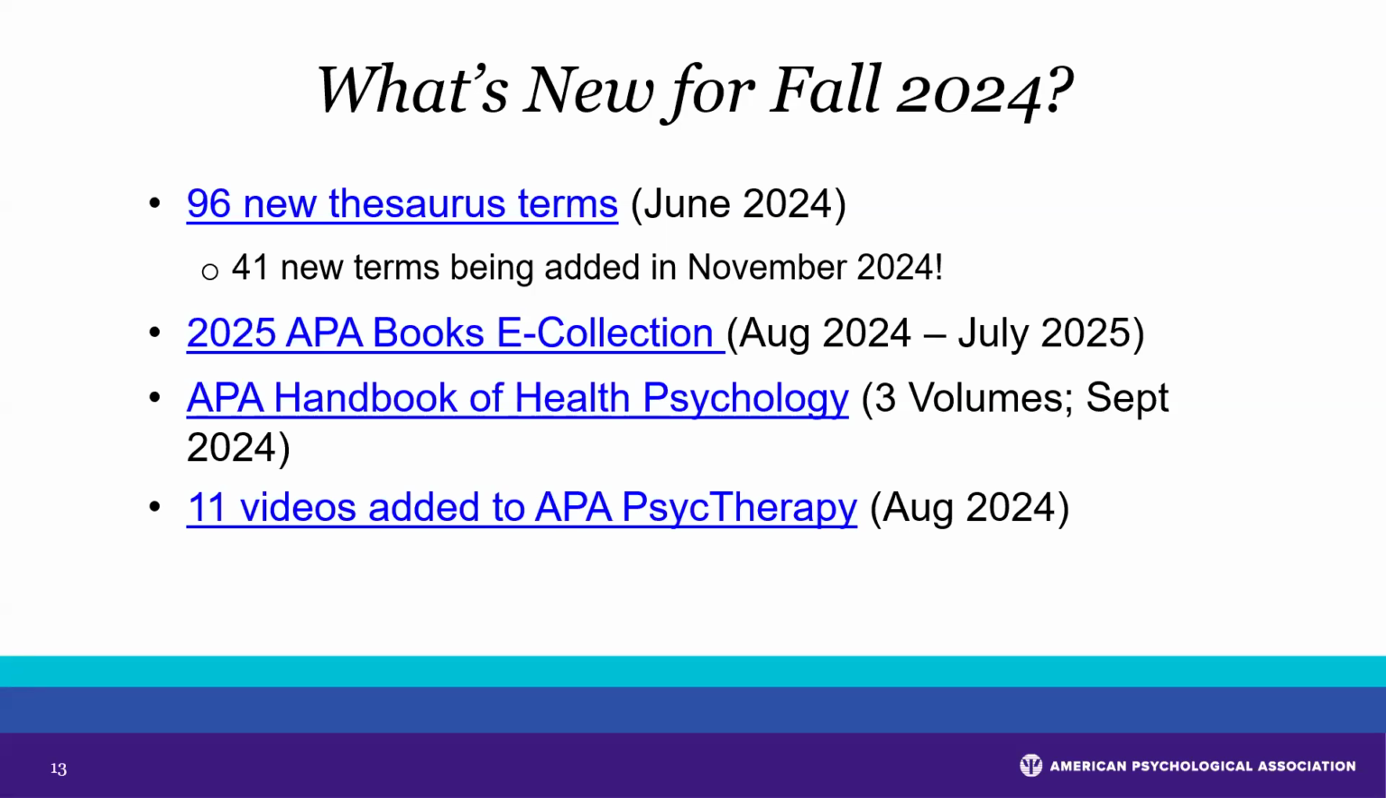A new APA handbook. Again, you're able to order APA handbooks as single title purchases for your collection. For most of our APA books, you can't pick and choose, but handbooks are an exception. If you want to buy just this single volume for your campus, print and or e-version, that's available now. And psychotherapy, our collection of streaming video like therapy sessions, is adding new videos a couple times a year as well.